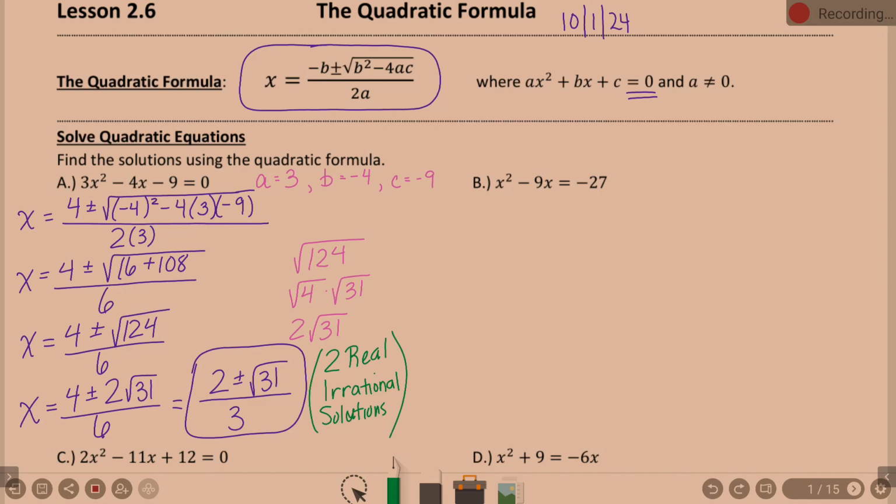It's not necessarily something I'm going to require, but it's something that may come up. And again, it's vocabulary related. I need you to be able to acknowledge, oh yeah, I understand there's 2 solutions because there's plus or minus. They're real because I didn't get any imaginary numbers. Irrational because I have that square root that turns into a decimal. Okay?